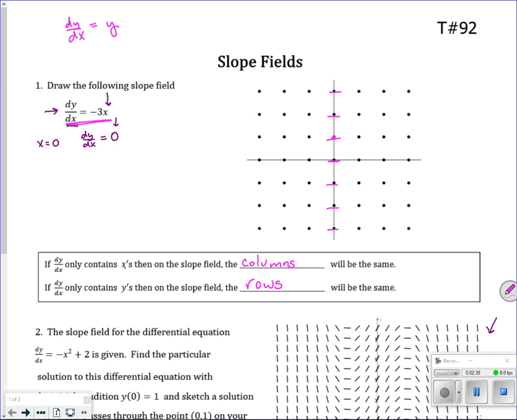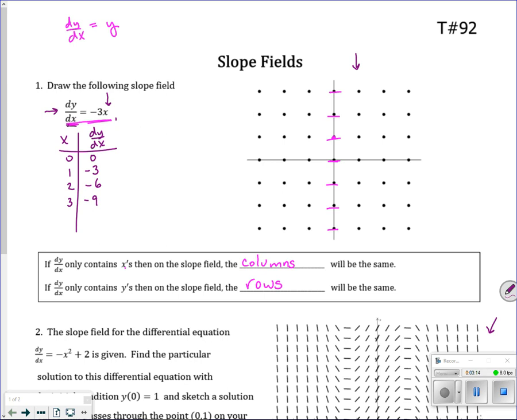So now I can do it very, very quickly. Let's plug in some more things. If x is equal to 1, so I'm talking about this column right here, my slope would be negative 3. Some people set up a chart. You can do this however you like. Again, they don't grade your work, they grade your picture, so you set up whatever you prefer. If I put in 1, my slope is negative 3. Let's plug in 2, and that slope would be negative 6, and for 3, that would be negative 9.